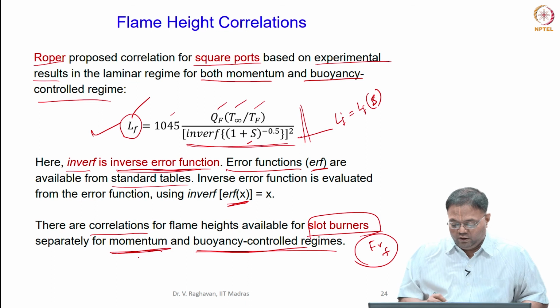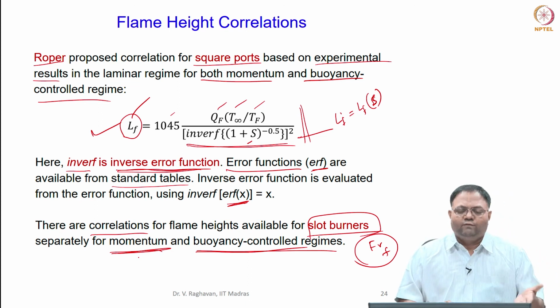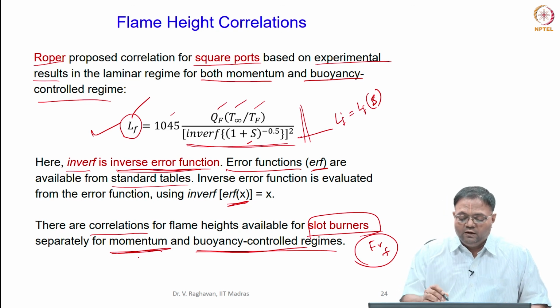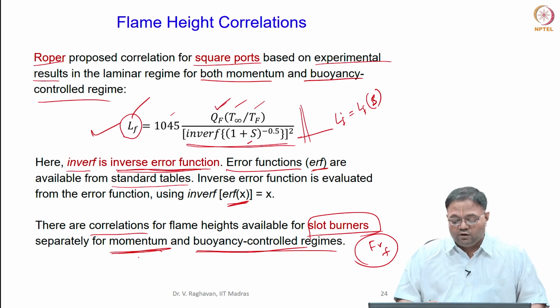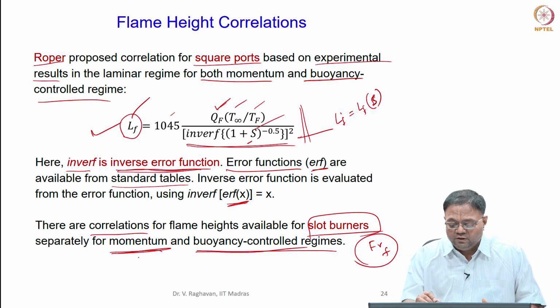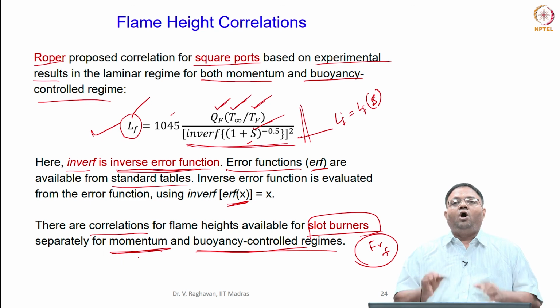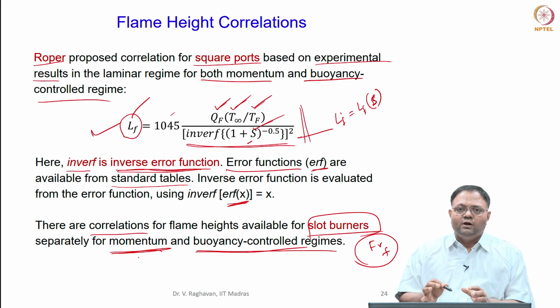Roper's correlations are very famous, and several other correlations are also available. Roper's correlations are very simplistic in nature, because you can see that the dependency on QF is brought in, along with the dependency on the type of fuel, whether diluents are added or not, or whether primary aeration is given, partial premixing, everything is taken into account. We also use the oxidizer stream temperature, fuel stream temperature, and so on. So, in this case, all the factors are built into this correlation in a simplistic way.